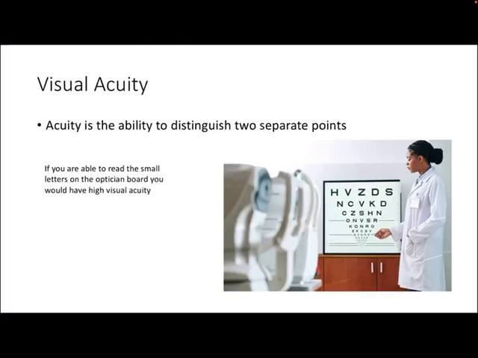Visual acuity. Acuity is the ability to distinguish between two separate points, particularly two points that are close together. So it's similar to the term resolution. If you were at the opticians and you were able to read the small letters at the bottom of the board, then you would be said to have high visual acuity. Think of it that way.